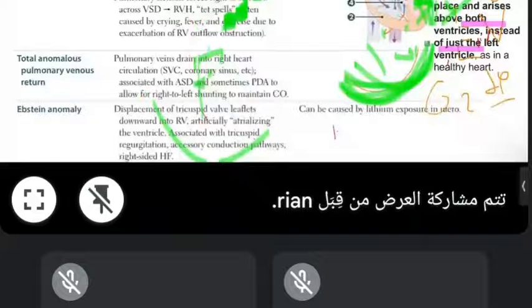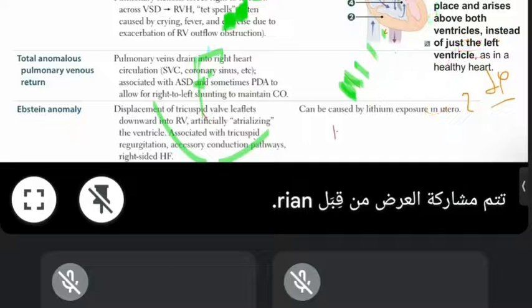Let us talk about the tetralogy of Fallot. And this also, we talked about it in the neurology part. Now, tetralogy of Fallot is, from its name, tetralogy. Tetra means 4, okay? Tetralogy of Fallot is like you have 4 defects in the heart that cause this congenital heart disease. You have 4 defects in the heart.